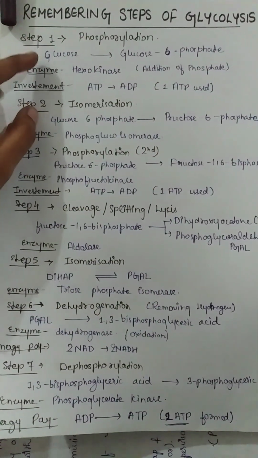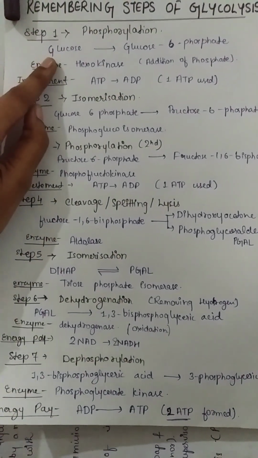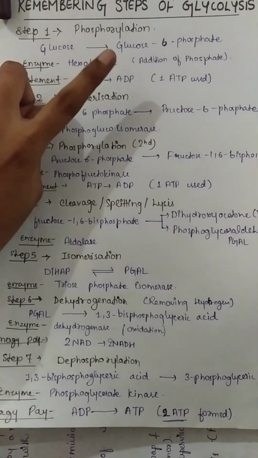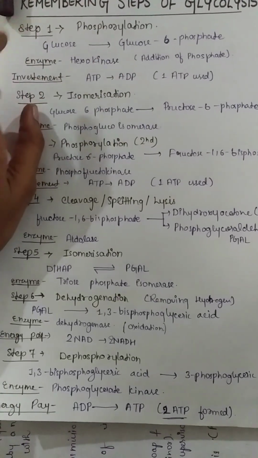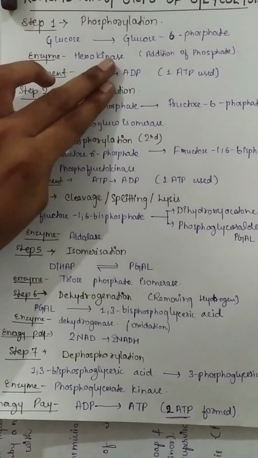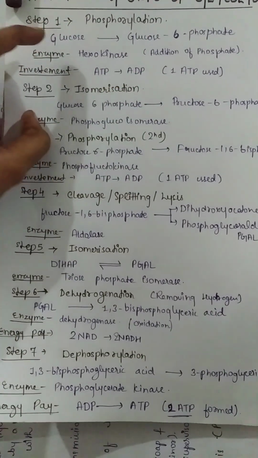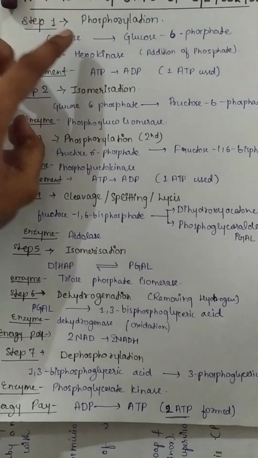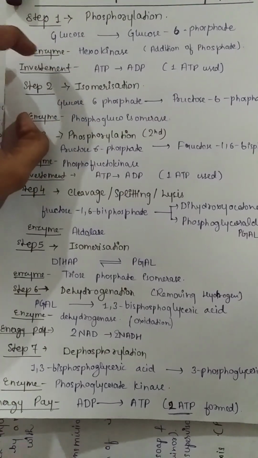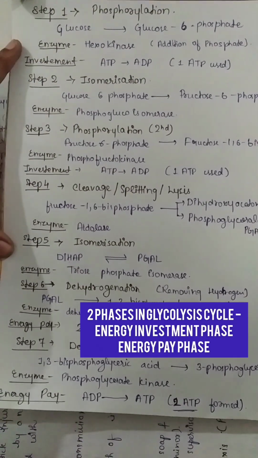As we know, in the phosphorylation reaction, the first reaction is glucose being converted into glucose 6 phosphate with the help of the enzyme hexokinase. What do we know about kinase? Kinase is the addition of a phosphate group. So the first reaction is phosphorylation.